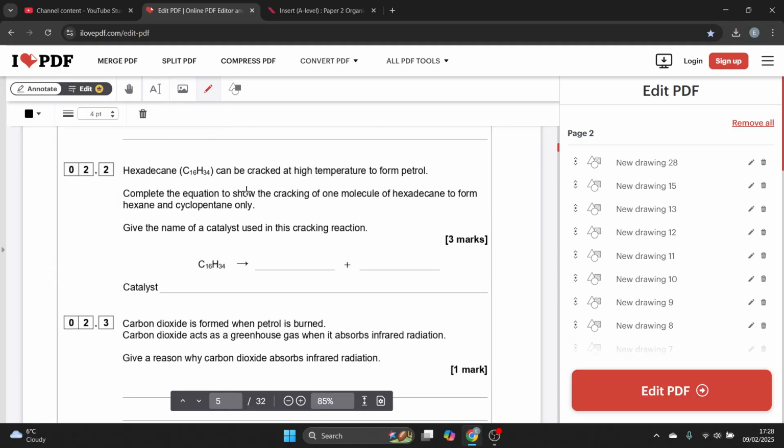It says hexadecane is cracked at high temperature to make petrol. Complete the equation to show the cracking of one molecule of hexadecane to form hexane, C6H14, and cyclopentane, C5H10. Hexane is C6H14. Cyclopentane is C5H10.